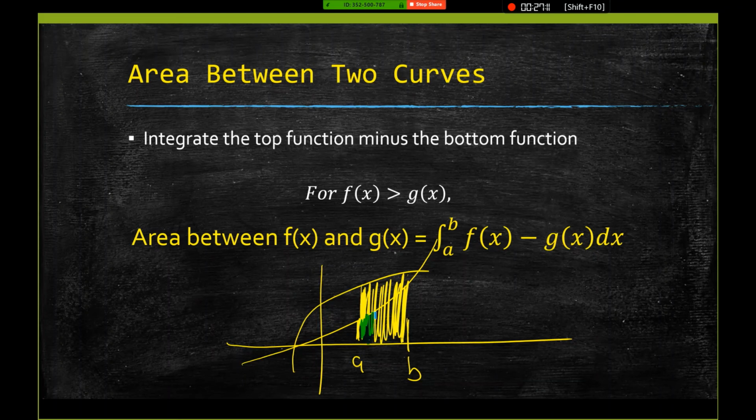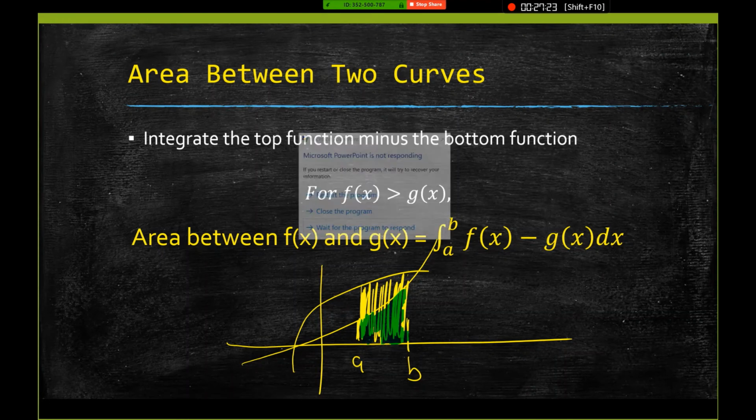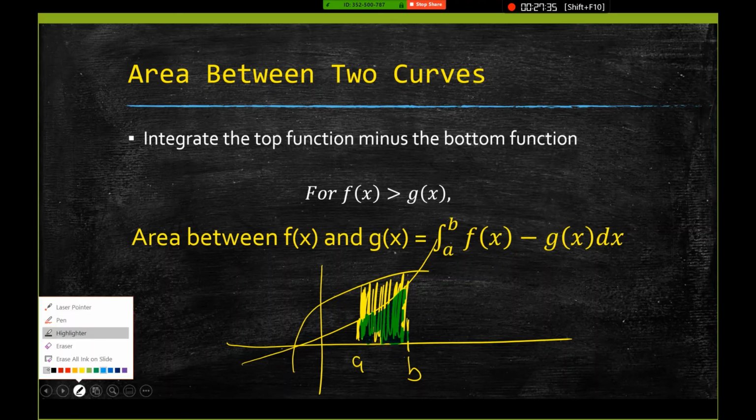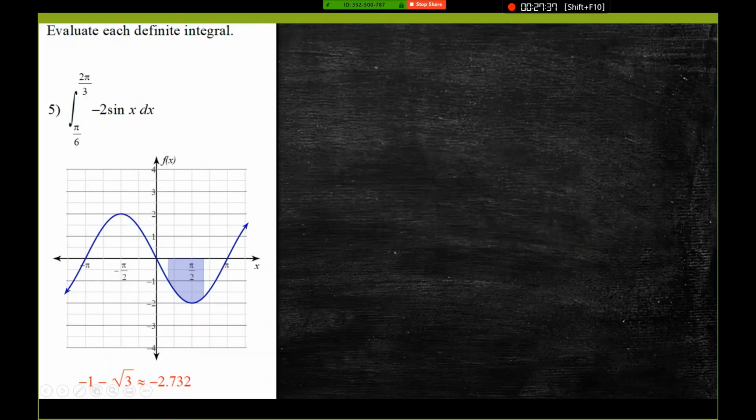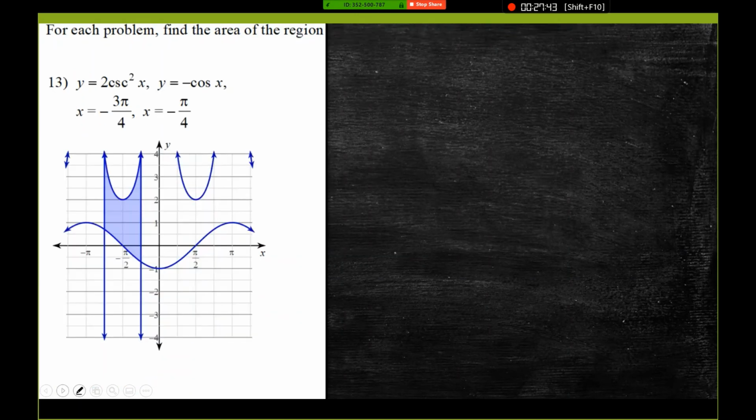It is not quite working out how I hoped. There we go. Okay, and then all of the yellow and blue will combine to make green. I'm going to get rid of all of the green stuff when I subtract that bottom area, and I'll be left with just this yellow area in the middle. Okay, so for something like this, which function is on top?